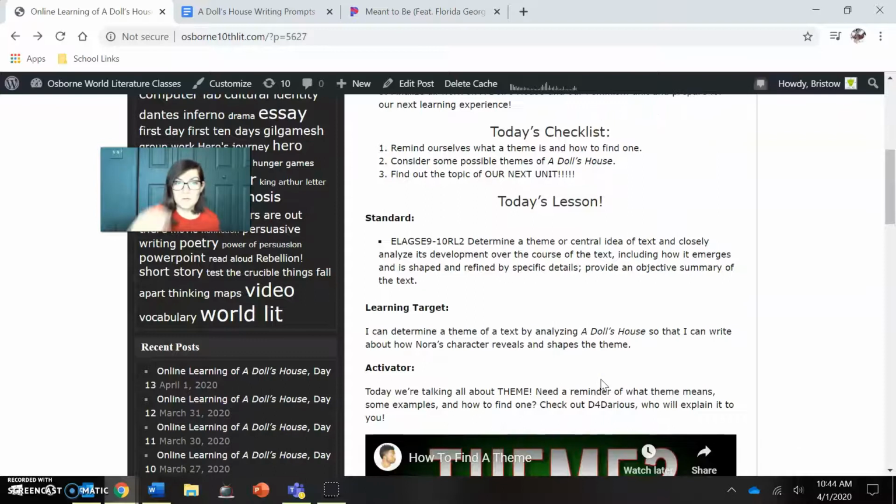Today's checklist: you're going to remind yourself what a theme is and how to find one. You're going to consider some possible themes of A Doll's House, and I will be revealing the topic of our next unit for when we come back from spring break.